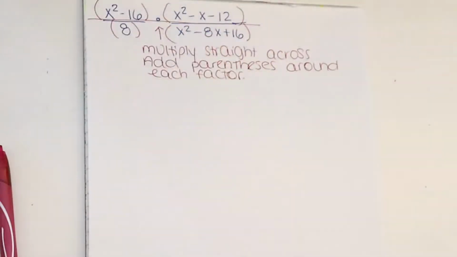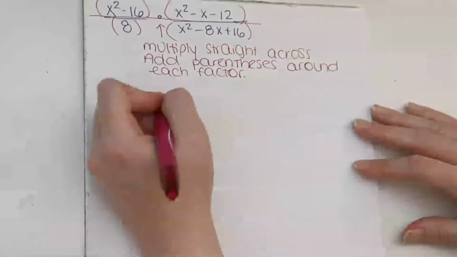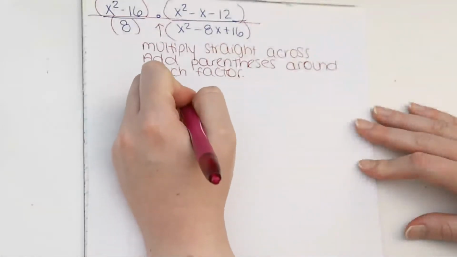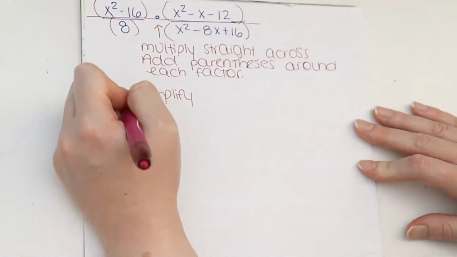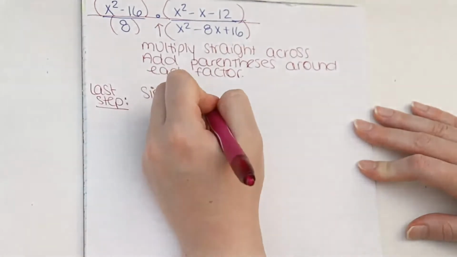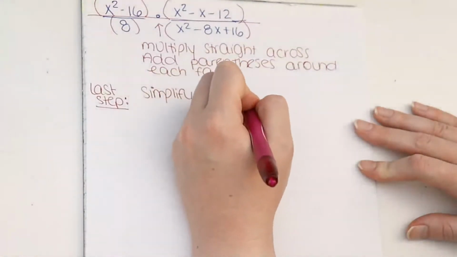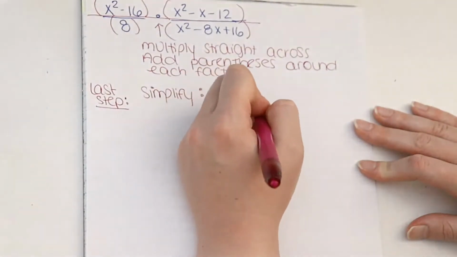Okay. Now, if you just write that, you will get some partial credit, of course, because that is the key step, the idea of you're multiplying straight across. And then once you multiply straight across, you have your one fraction, but now you have to simplify it. So you multiply straight across, and then we simplify, and this is our last step. And the way that you simplify is you factor and cross out factors.